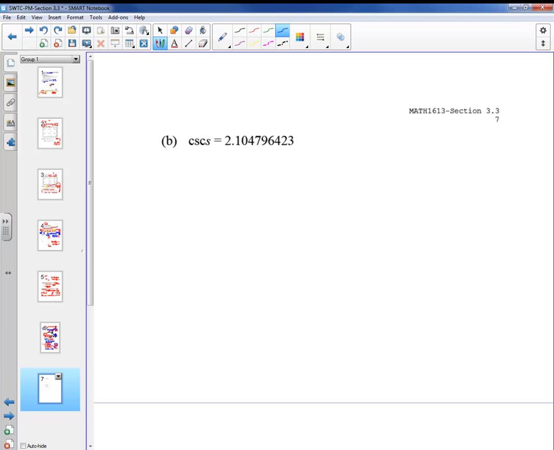Cosecant of S equals 2.10479643. Now, here is the catch with those. We have to be really careful, and we have to take the reciprocal of cosecant, so you have sine of S equals the reciprocal of that number, 1 over 2.10479643. You did that when we had degrees. You have to do it with radians because there is no key for cosecant.